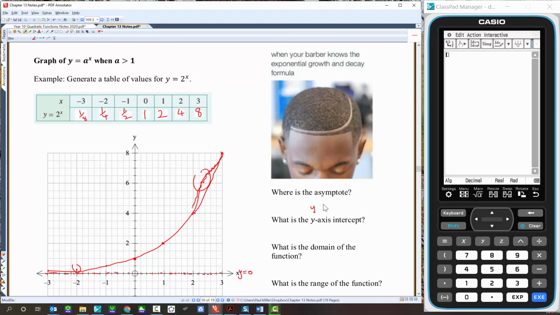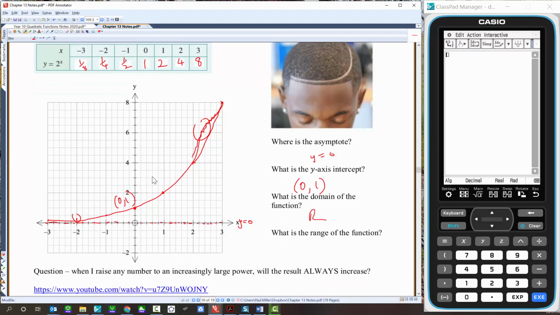All right, where's the asymptote? It's at y equals 0. What's the y-intercept? When x is equal to 0, y is equal to 1. Let's label it. What is the domain of the function? Well, have a look at it. It'll accept any value of x, so we're going to say that's all reals. What's the range of the function? Well, the lowest value it can produce is a value extremely close to 0. Will I actually get 0? No, but I can get extremely close to 0 all the way up to positive infinity.